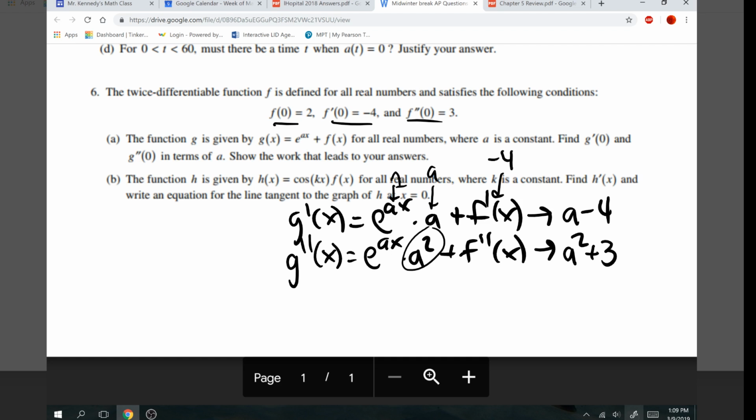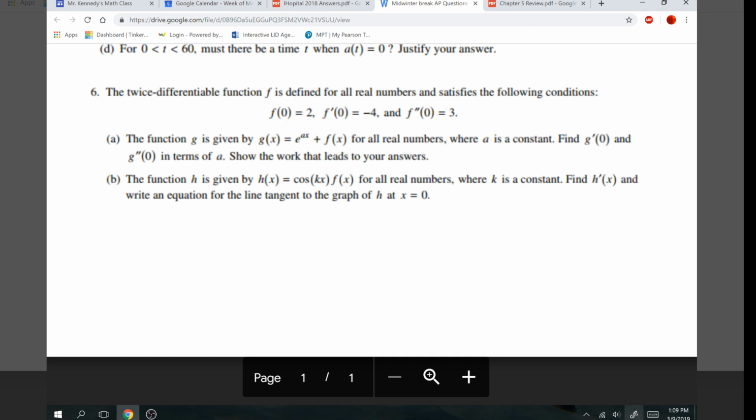Now that's A. Let's do B. Okay, so in B it says there's a function h of x that equals cosine of kx times f of x. We're supposed to find h prime of x and write the equation for a line tangent.